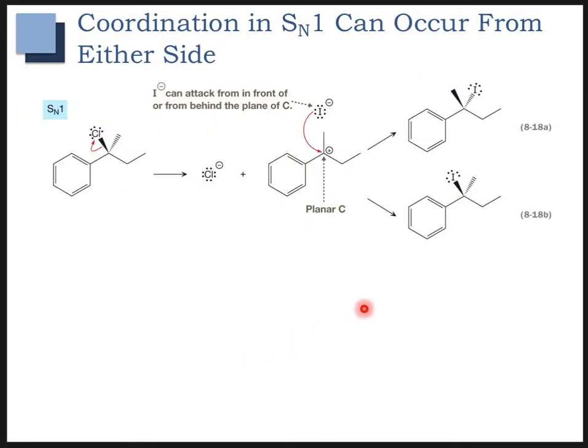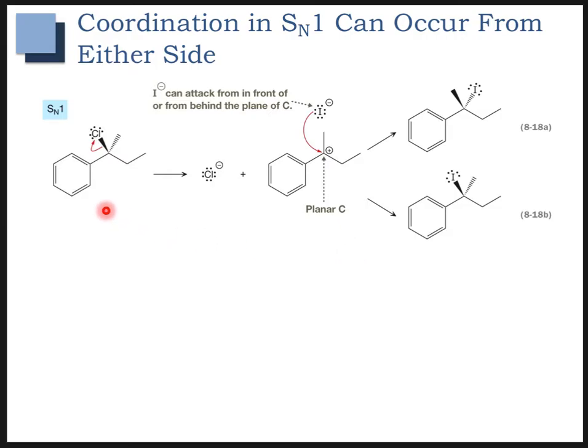So as I mentioned, in the SN1 reaction, once you form the carbocation intermediate, and that's shown here, the nucleophile can attack from either the top or the bottom face because the carbocation is going to be flat. So there's no stereochemistry associated with it.